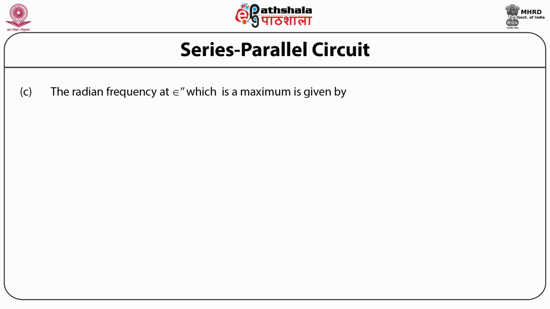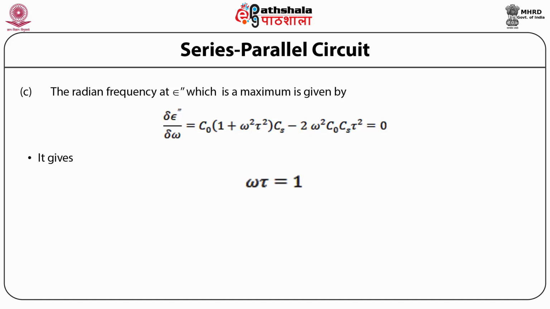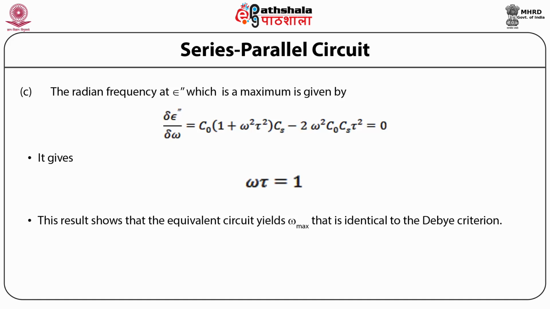C. The radian frequency at which epsilon double prime is a maximum is given by delta epsilon double prime by delta omega equal to C0 plus (1 plus omega squared tau squared) into Cs minus 2 omega squared C0 Cs into tau squared, which is equal to 0, which gives omega tau equal to 1. This result shows that the equivalent circuit yields an omega max that is identical to the Debye criterion.